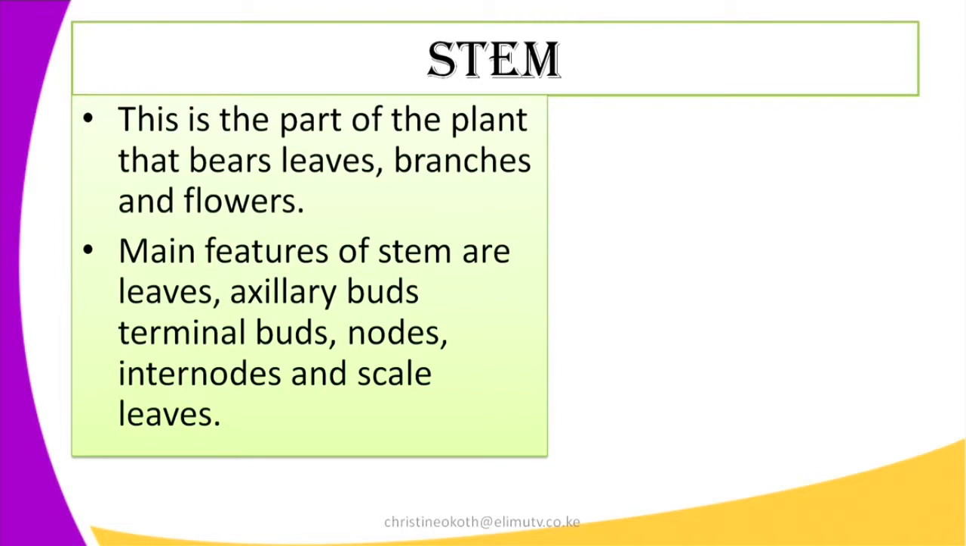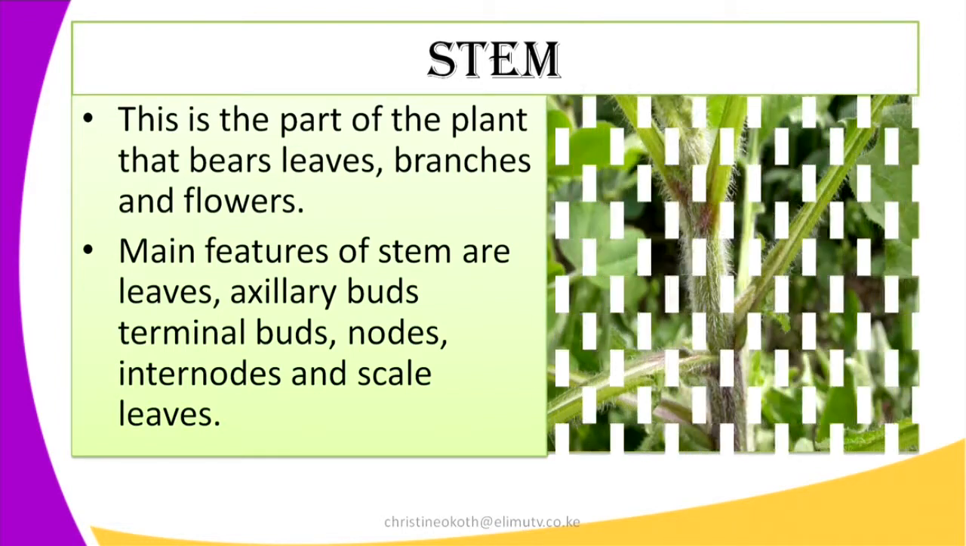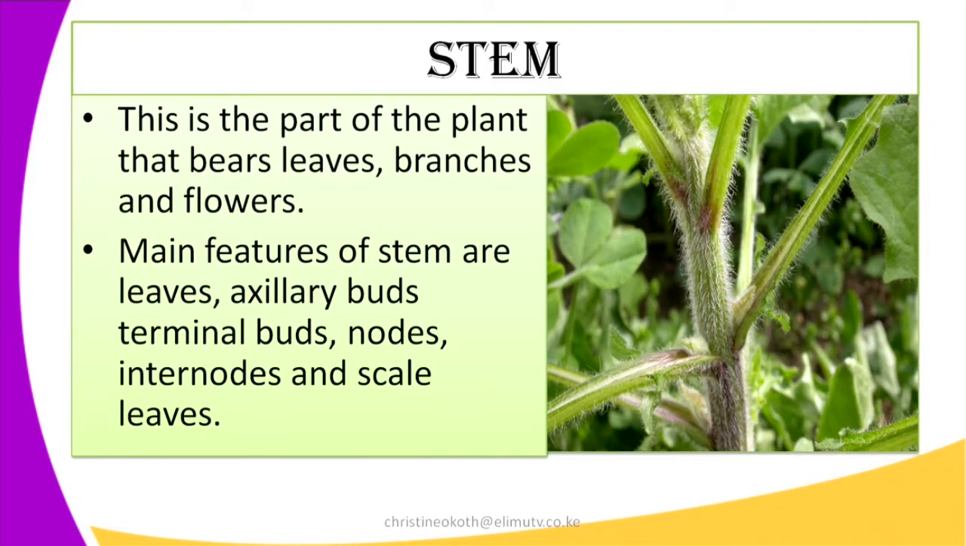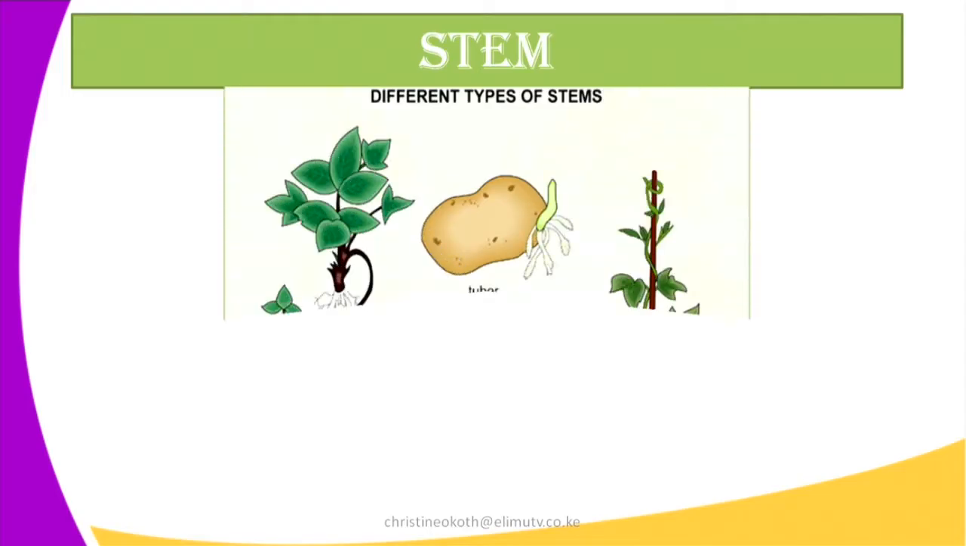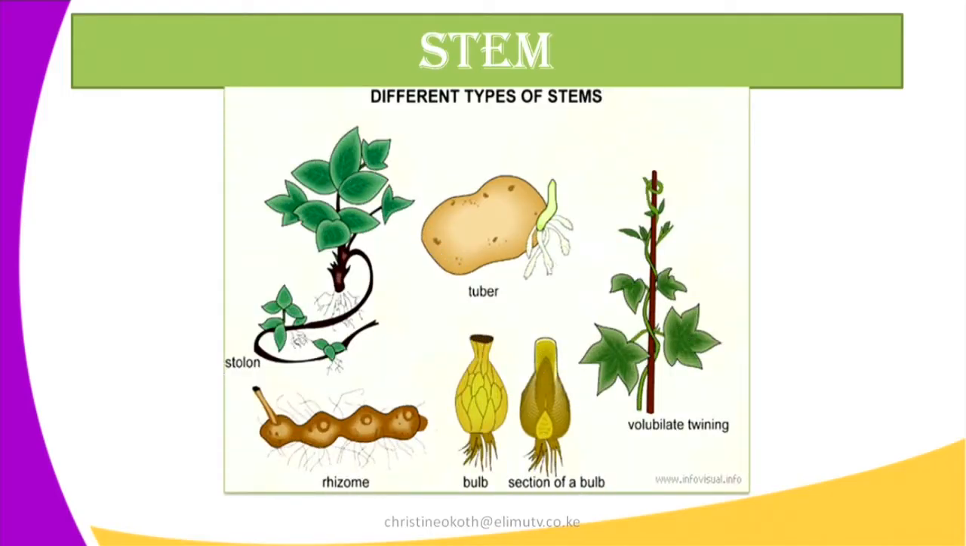The main features of the stem are the leaves, axillary buds, the terminal buds, the nodes, the internodes and the scale leaves. So in our illustration, it just shows a part of a stem. Plants have different types of stems. We are going to look at each of them. We have the stolon, the tubers, the twining stems, the bulb, and the rhizomes.